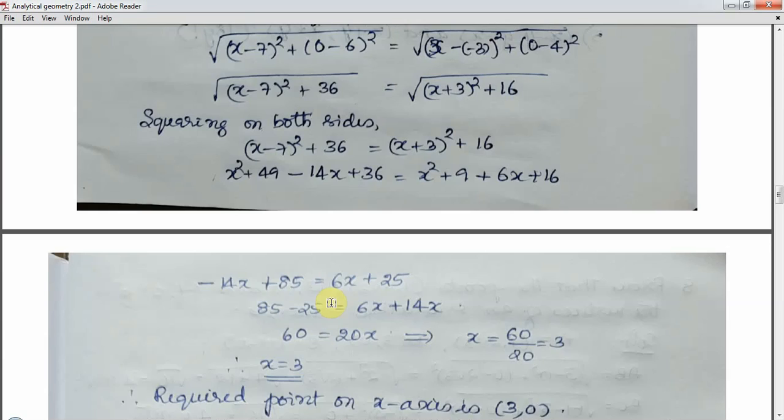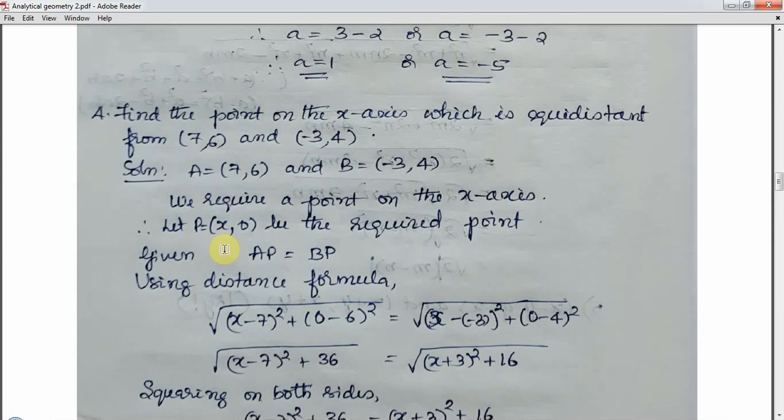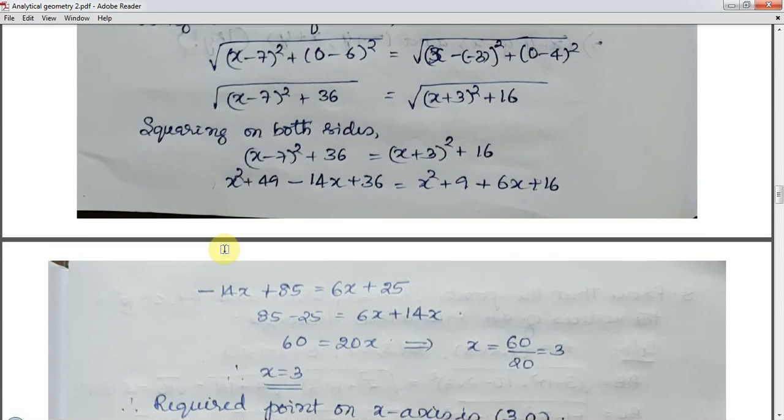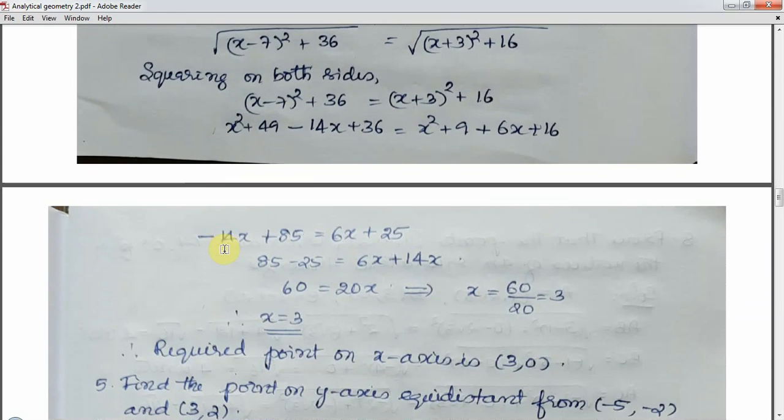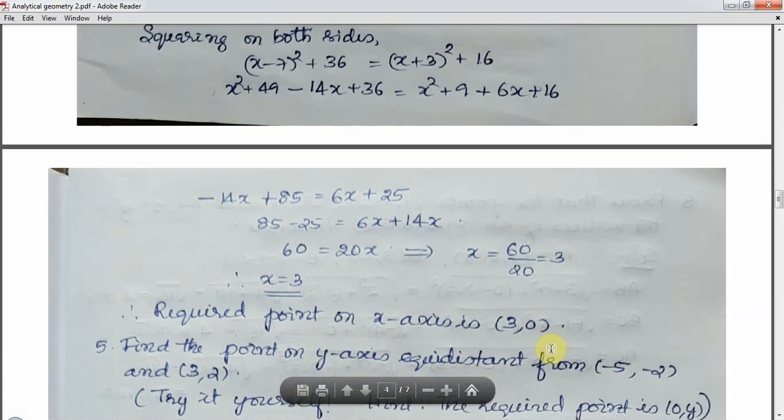And what does this x give us? X is the first coordinate of the required point. So what is the point? X value, I have got it as equal to 3. Therefore, the required point on the x-axis is 3, 0.